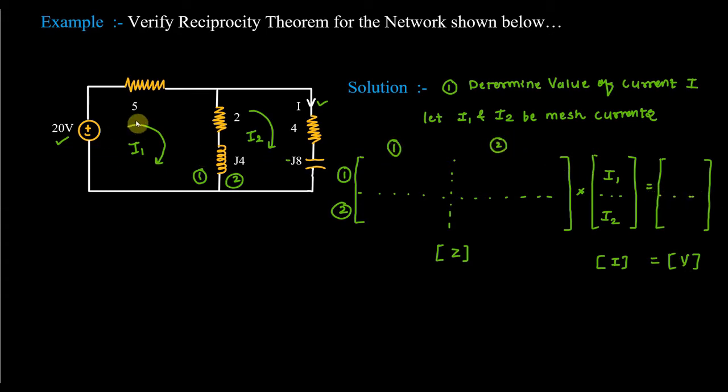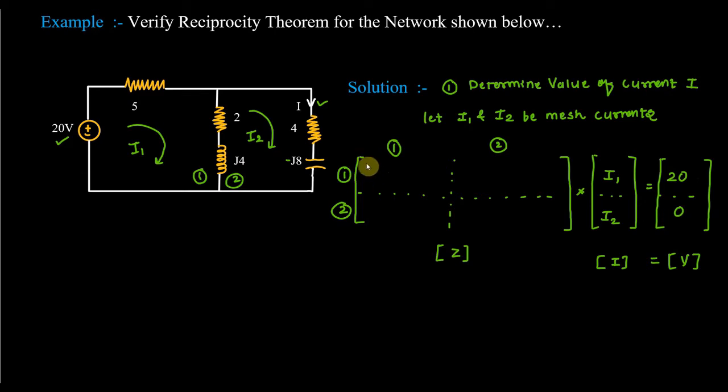Now the voltage matrix. You can see that in the first mesh there is a 20 volt voltage source, and its sign is minus plus, so that will be plus, as we have studied. And in the second mesh there is no voltage source, so that is treated as 0. Now we have to write the impedance matrix.